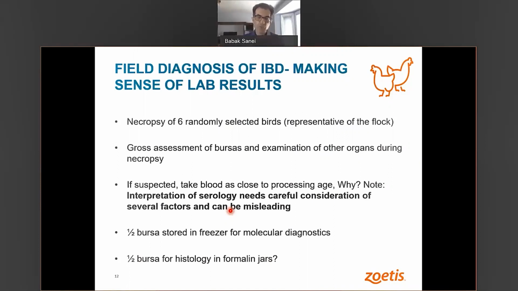Now, what I suggest is, when you take the bursa, you take half of that bursa and put it in a formalin jar for histology, if you want to send it to the lab for histopathology, to look under the microscope at the cell structure of the organ. For the molecular testing, you need to freeze it. You need to put it in a Ziploc bag, 5 or 6 bursa from the flock that you're suspecting. Put it in a freezer until you want to send it to the lab for molecular diagnostics.